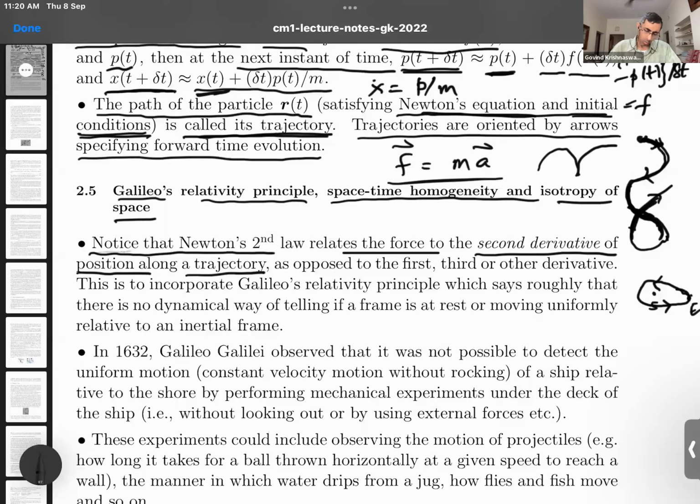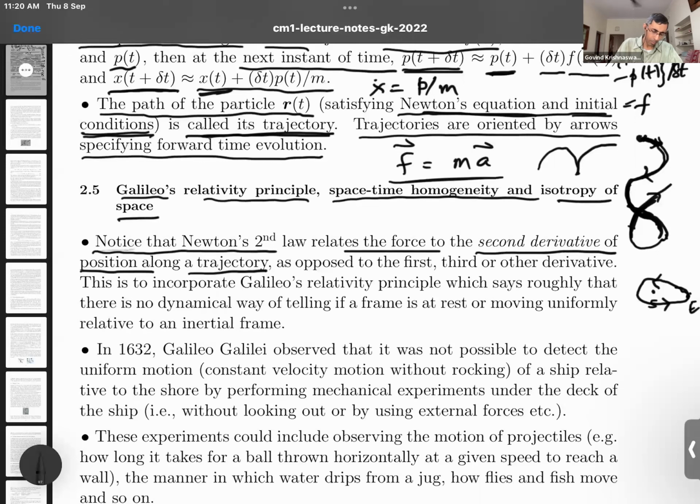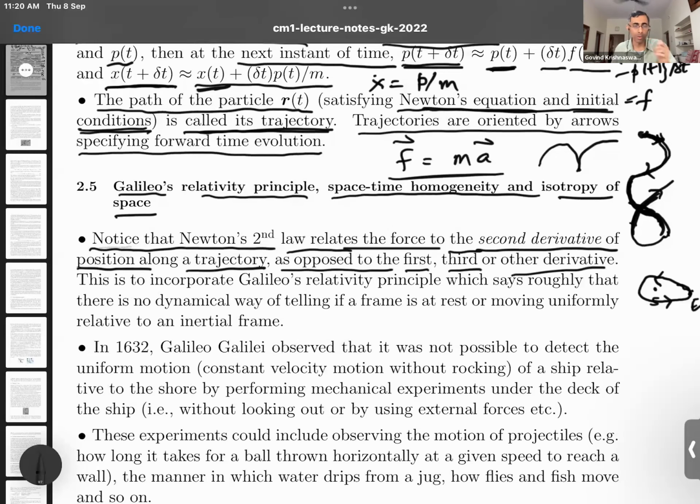Okay, so coming back, recall that Newton's second law relates the force to the second derivative of position along a trajectory as opposed to, say, the first or third or other derivative. This is what we observe from Newton's second law. And you may wonder why this is the case. The appearance of the second derivative specifically is to incorporate Galileo's relativity principle. So I have to introduce what it is. I will do it in several steps.